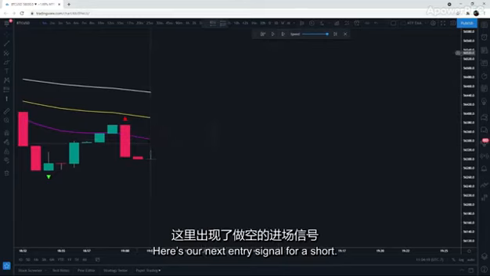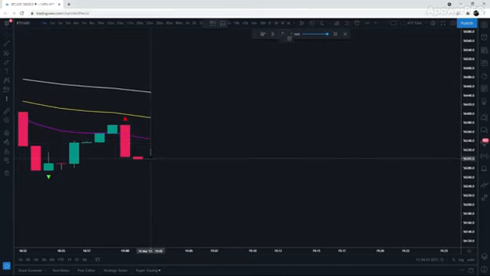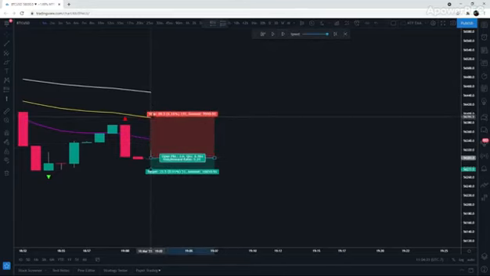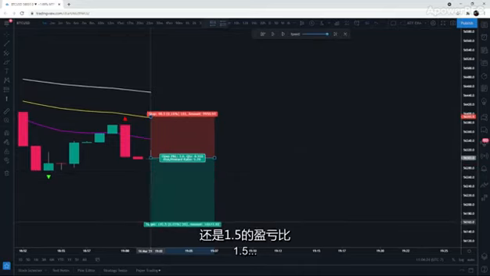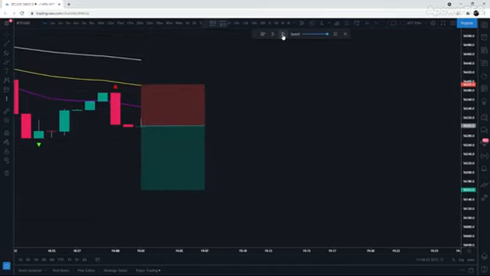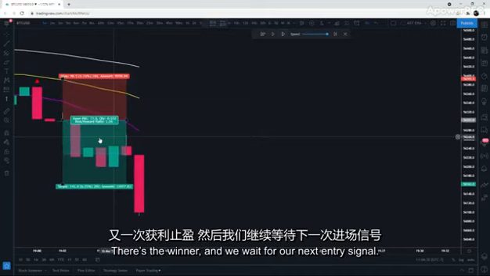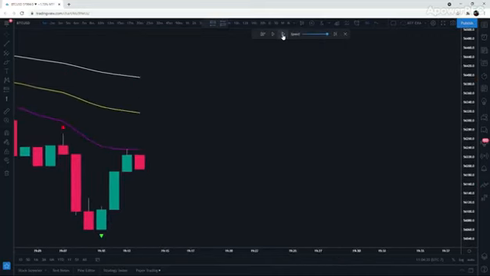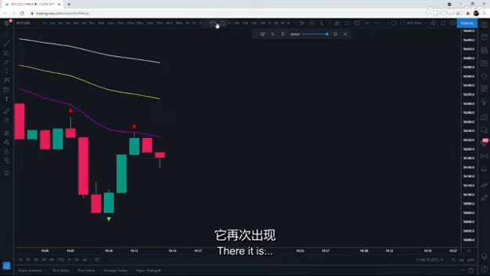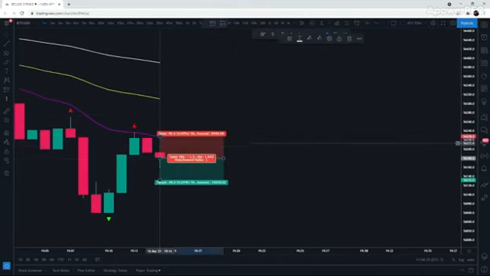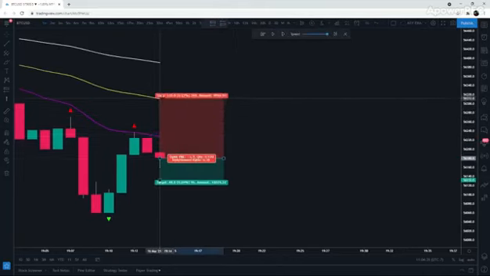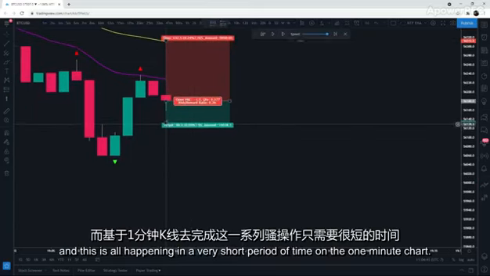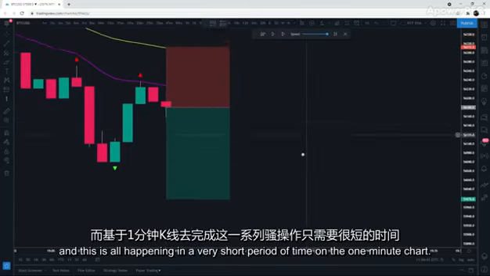Here's our next entry signal for a short. 1.5. There's the winner, and we wait for our next entry signal. There it is. And this is all happening in a very short period of time on the 1-minute chart.